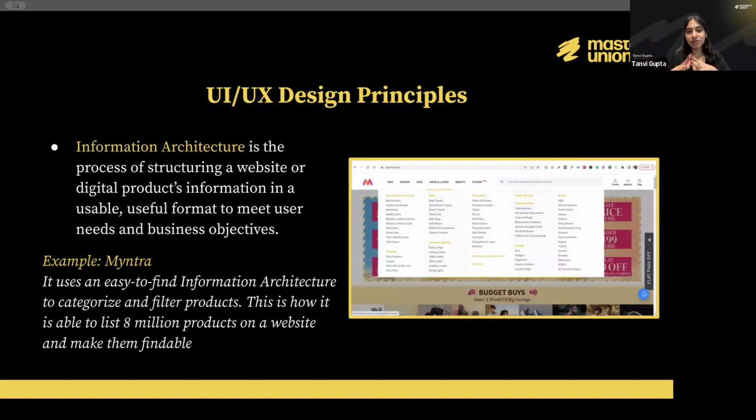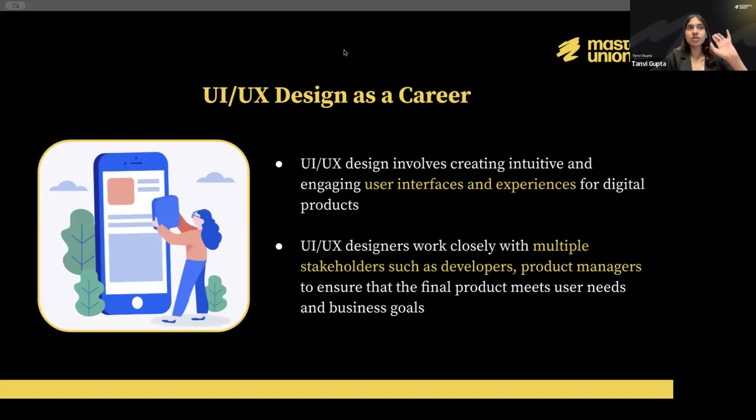Outside it's a different story. Behind the scenes, they know your preferences, what you want, what you need, where you are, and according to that they'll give you the item that you're looking for. So it is the process of structuring a website or digital product's information in a useful format to meet user needs and business objectives. Okay, so these were the 5 UI UX principles that were in the quiz.